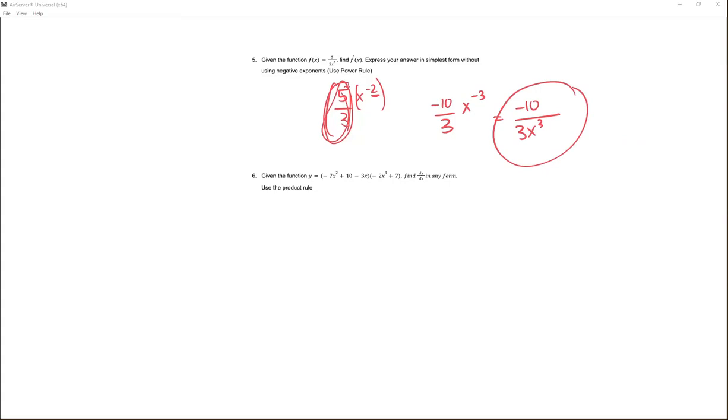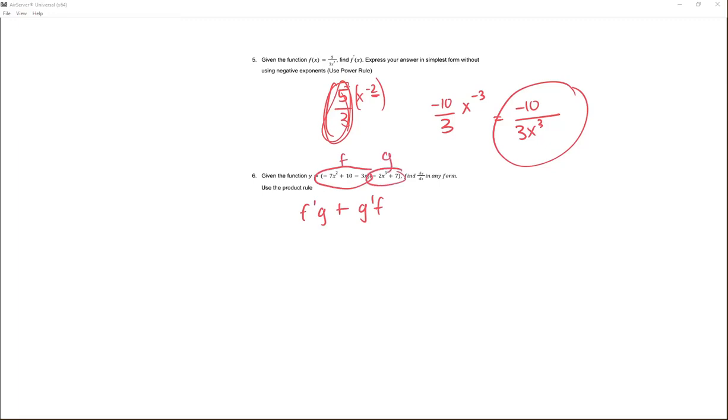And then number 6 is the product rule. Product rule is, you want to get the derivative, it's what? The f prime g plus g prime f. So let this be f, and let this be g.